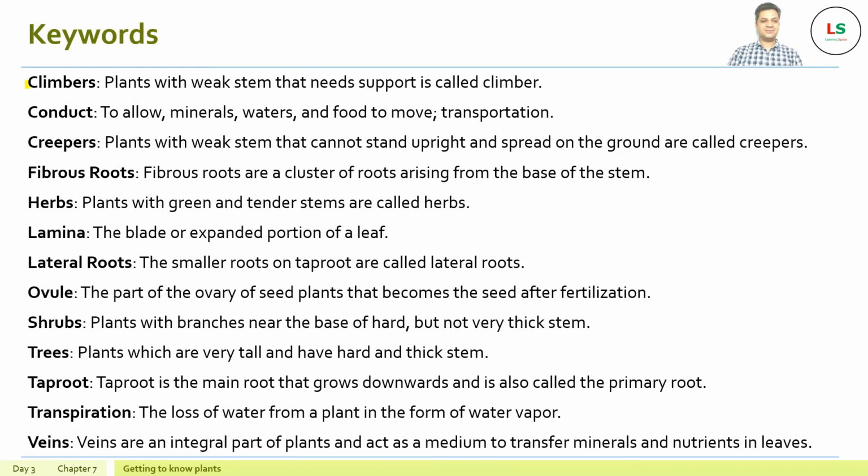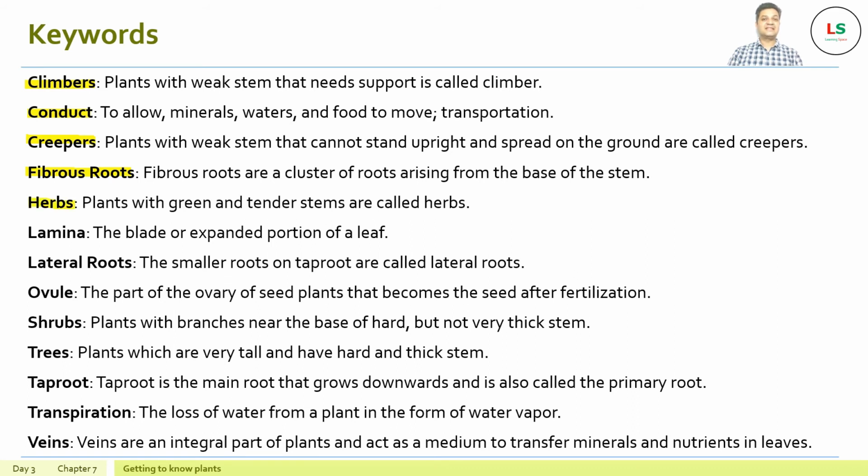So the first one is climber, which is plants with weak stem that need support. Next one is conduct, to allow minerals, water, and food to move or transportation to happen. Creepers, plants with weak stems that cannot stand upright and spread on the ground are called creepers. Fibrous roots are the cluster of roots arising from the base of the stem.